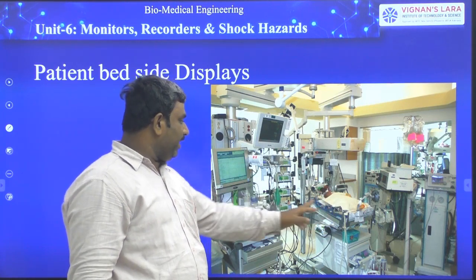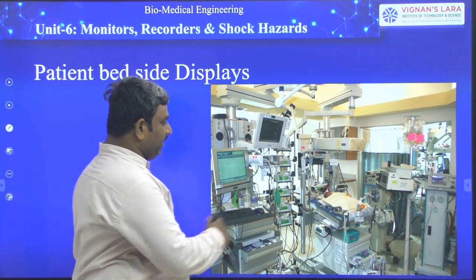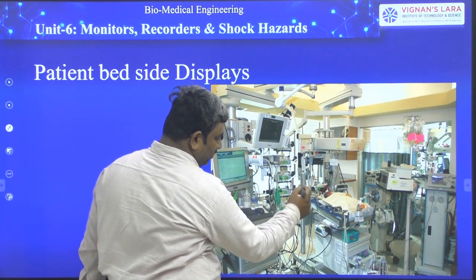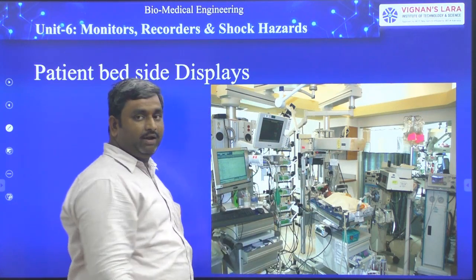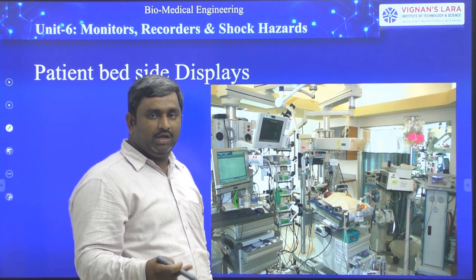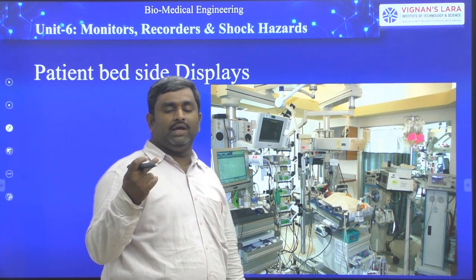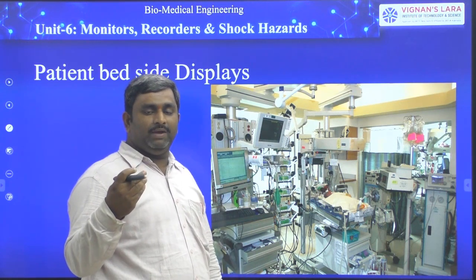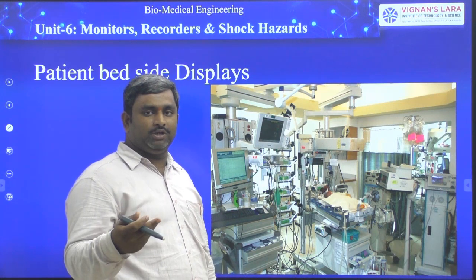So beside this bed, we have some machines. See here, this one, this one, this one, this one. These 5 machines are blood injecting machines. That means some of the drugs may be useful for the patient's body.